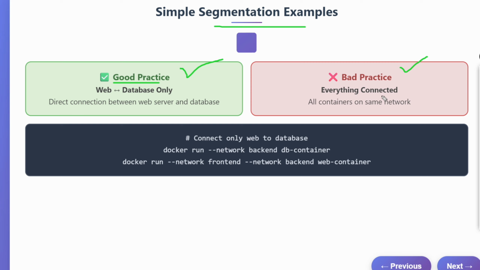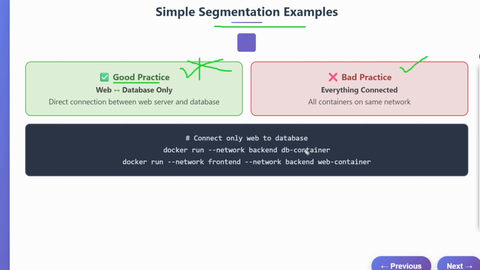And coming to the bad practice, what happens here is we are putting all containers on the same network. That means any container can reach any other container. So this increases the risk of lateral attacks gaining access to the others. Let's say if one container is compromised, it can easily reach out to the others. There is no isolation or control in this case. So this was the good practice and this was the bad practice.